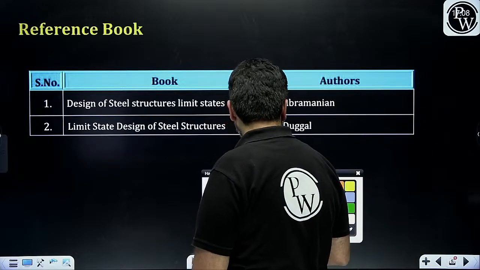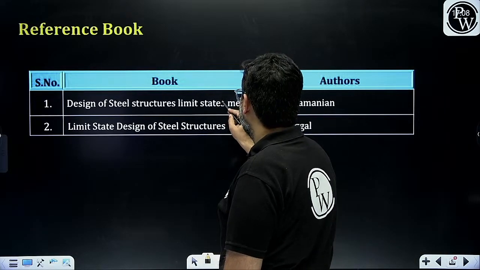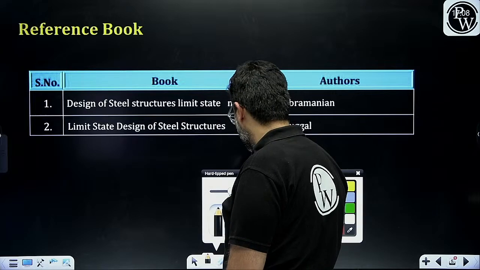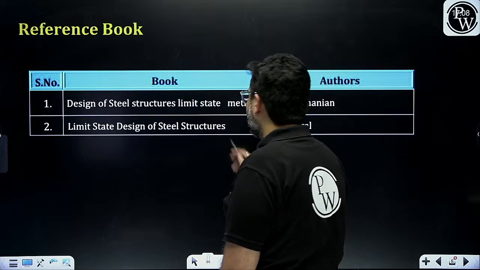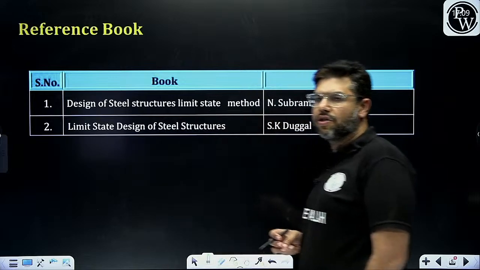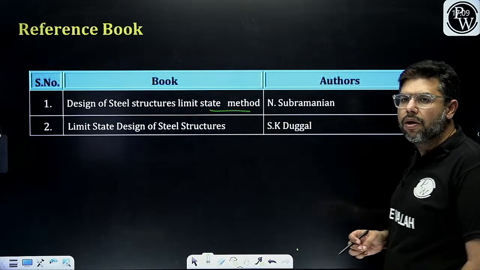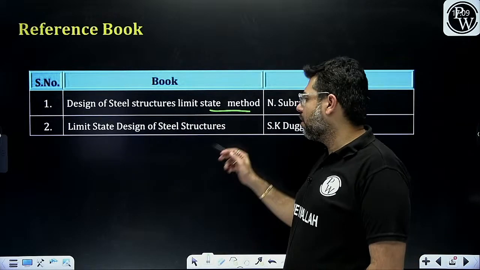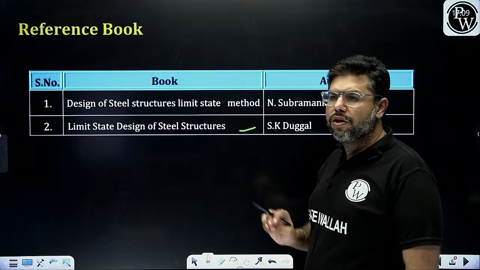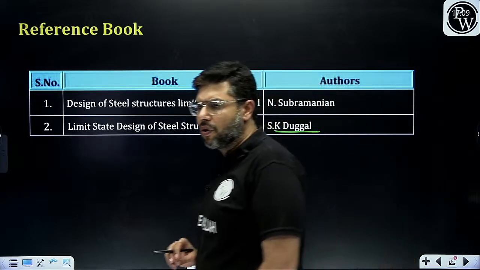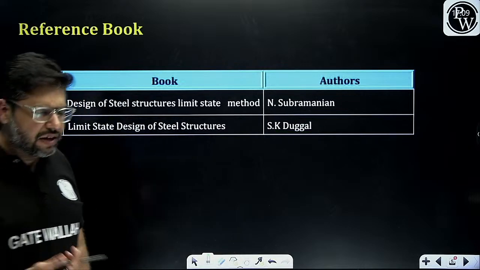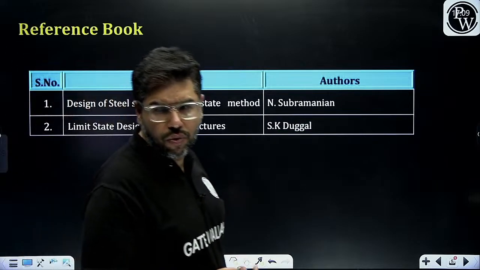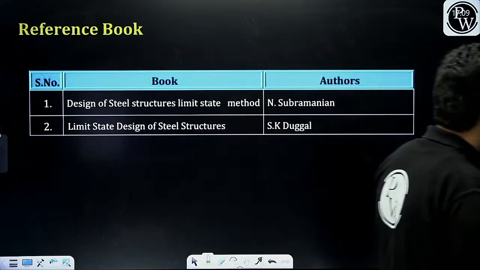I won't advise you to procure many books. If you want any book for reference, then these two books you can procure. Both books are very good. First one is Design of Steel Structures, Limit State Method by N. Subramanian. Second one is Limit State Design of Steel by S.K. Duggal. These two are very good books that you can purchase for your reference. Otherwise, these notes that I am sharing are more than enough for cracking GATE.